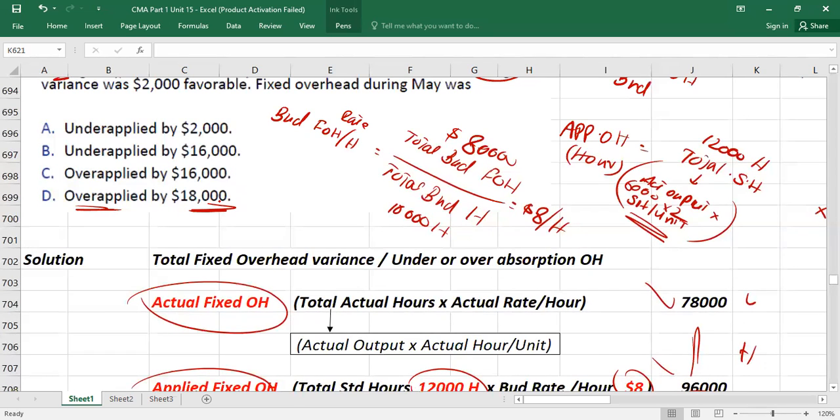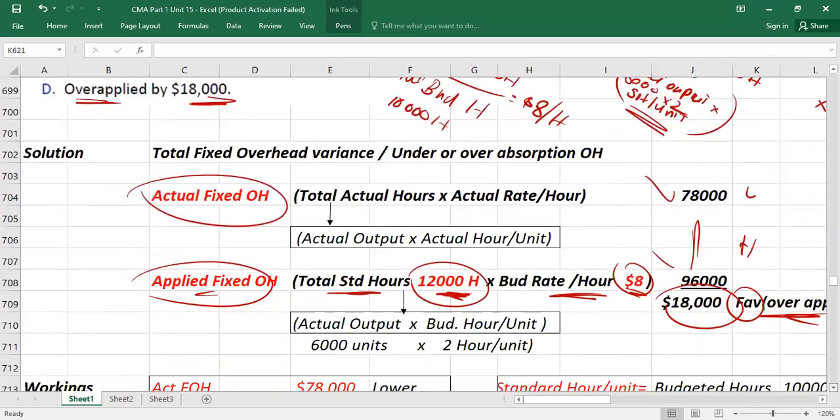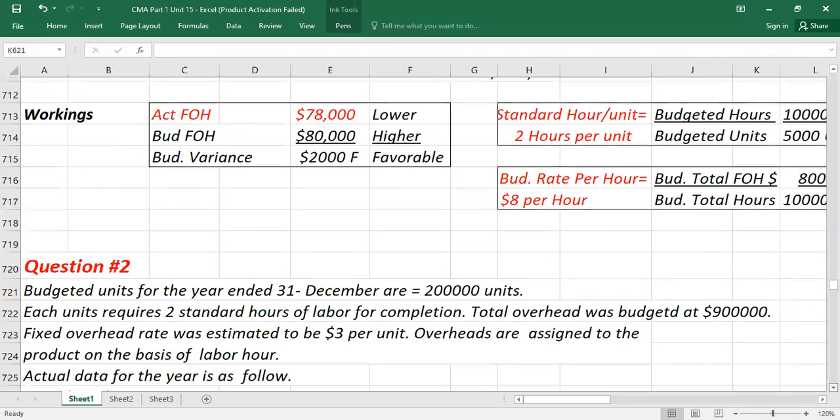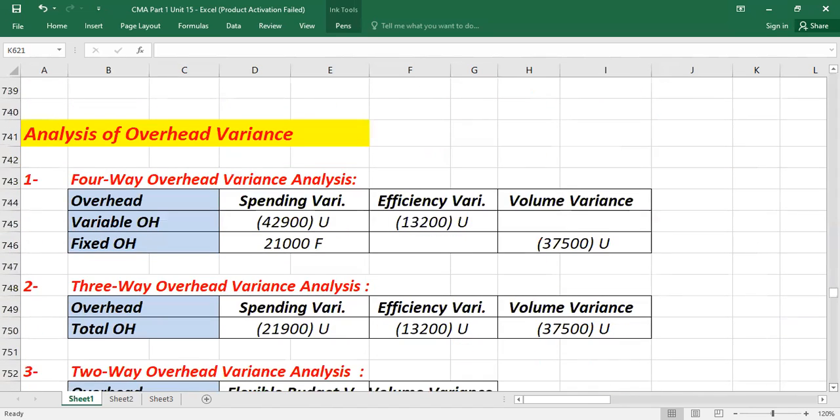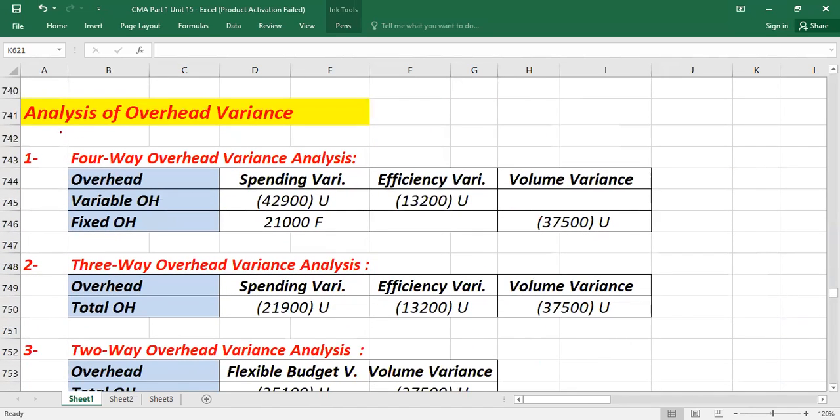Understood? Okay, now the last point I'm going to explain. This is the analysis of overhead variance. Actually, guys, listen to what I'm saying, please. It is all about reporting now. When you calculate the variance, obviously, you will report it. You will report to the management how much the variance is.